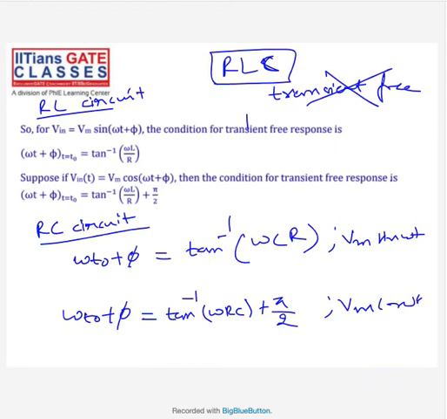Let's do one or two problems on this concept. Am I clear this way? You just have to remember tan inverse omega L by R, or omega tau. If you remember tan inverse omega tau, that is enough. Tau is nothing but L by R for an RL circuit, and RC for an RC circuit. Shall we do some problems?